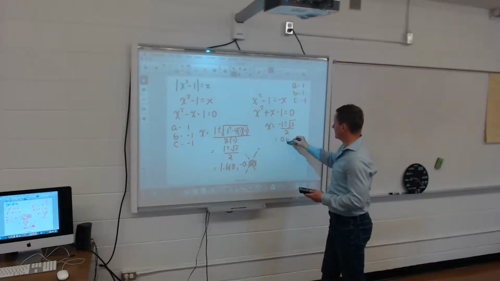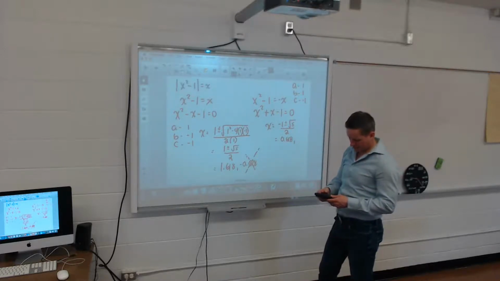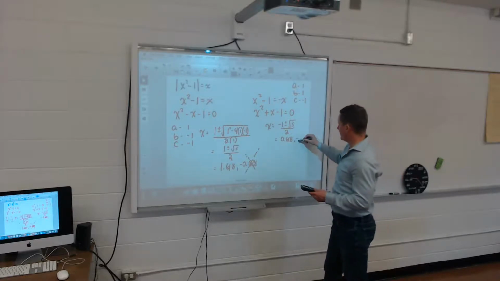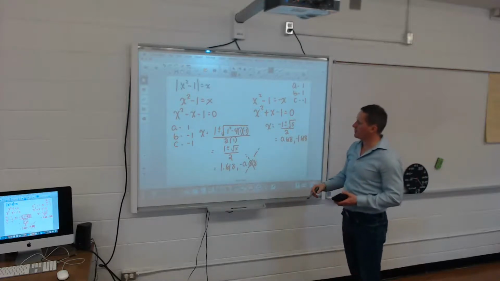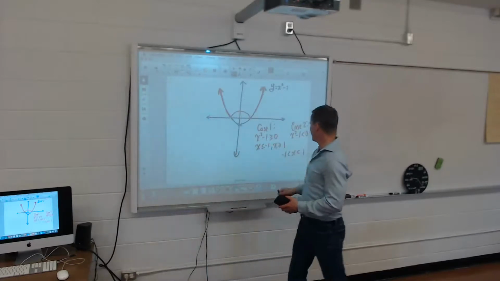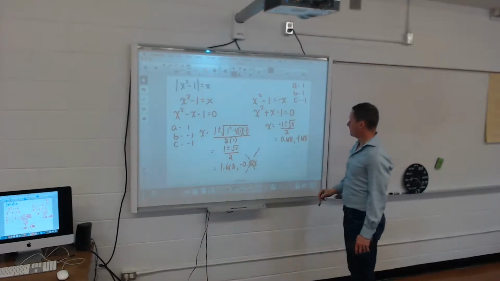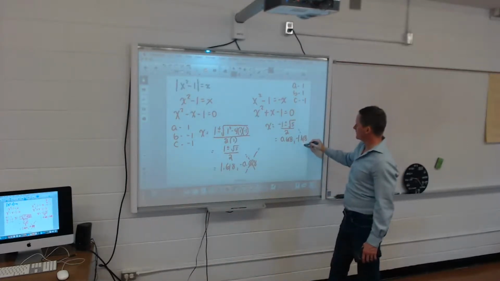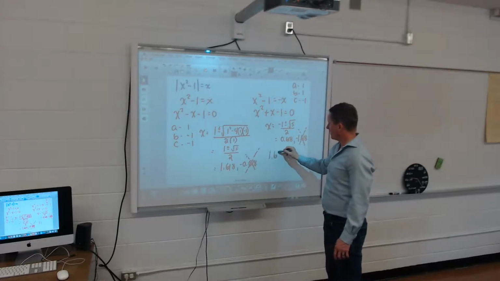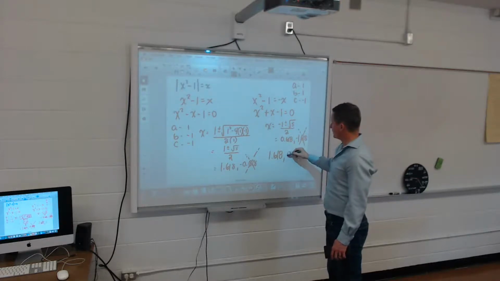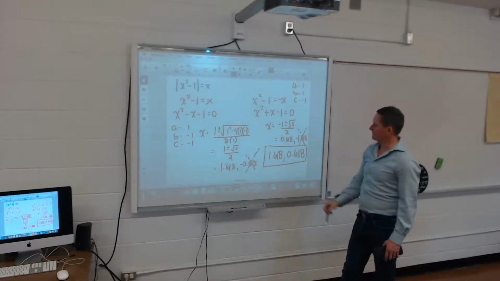So in this one, I get 0.618. And in the second one, I get negative 1.618. Okay, and so these two have to fall between -1 and 1. If they're outside of it, they don't count. So do they fall between -1 and 1? This one does, this one does not. So the only two solutions for this entire question are that and that. All right.